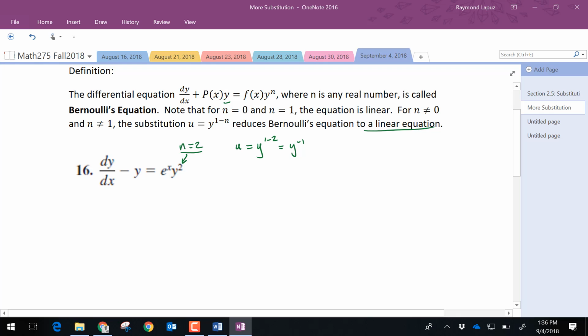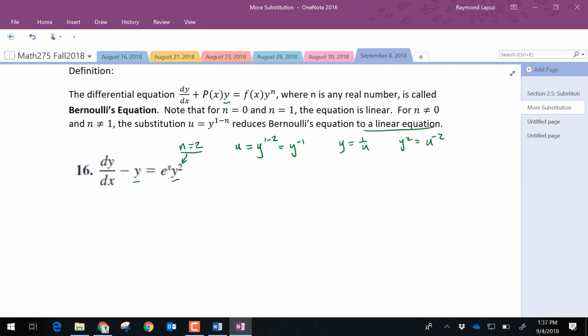So I have a y here. What's y equal to? 1 over u, or u to the -1. And I have an x squared. I should figure out what x squared is, or y squared. I should figure out what y squared is equal to. I'll use -2.